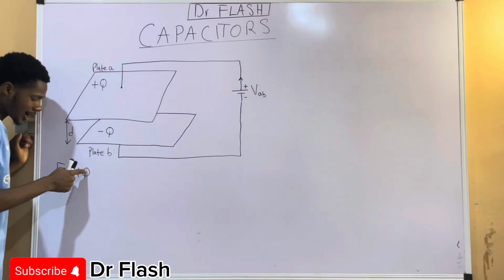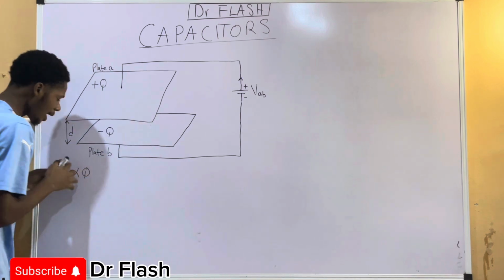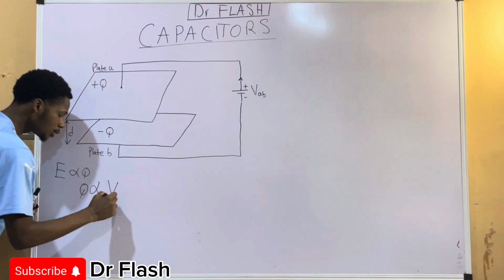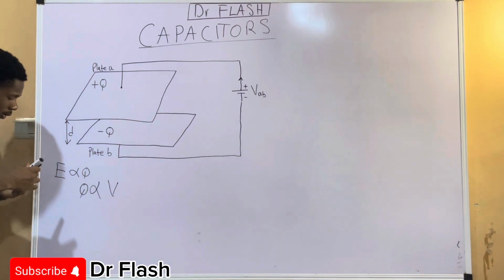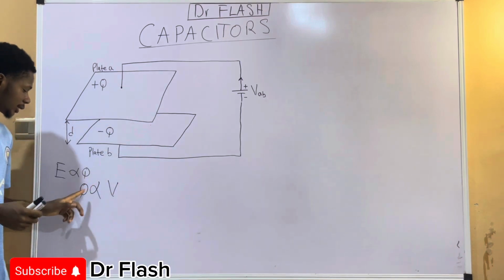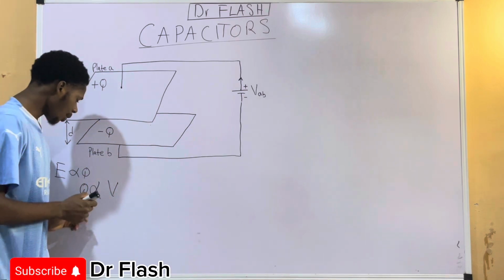So we can see that the charge will increase due to the potential difference or the build-up between these two plates. Hence, we can as well say that Q is directly proportional to V. This means that as the potential difference increases between the plates, there is more charge being accumulated between the plates. Now we can bring in a constant.